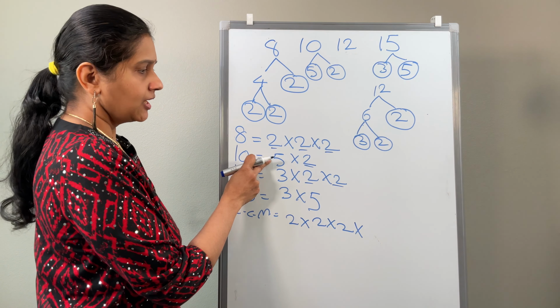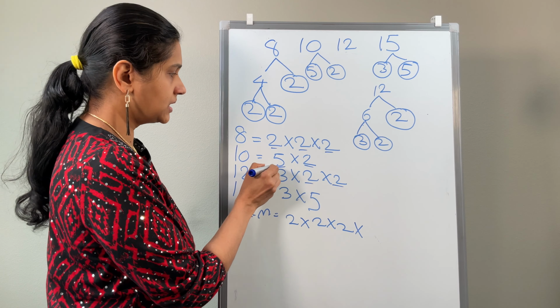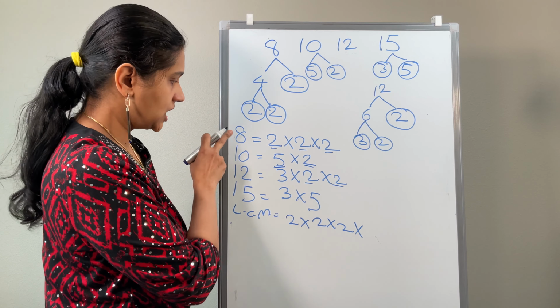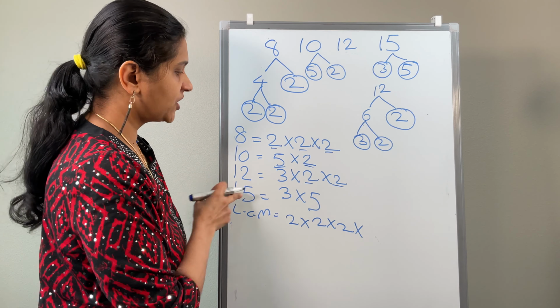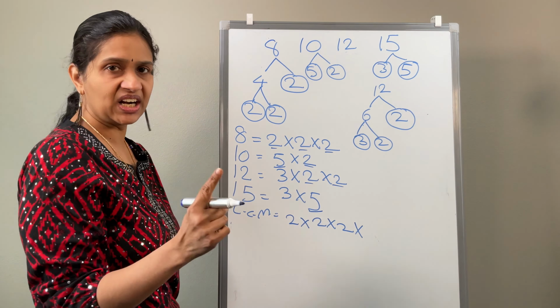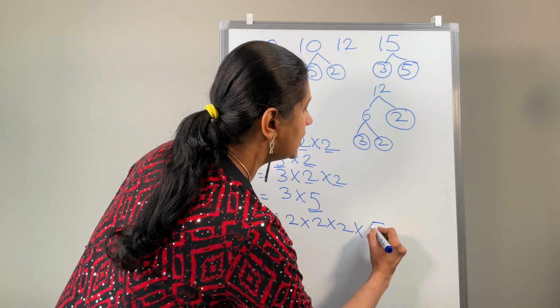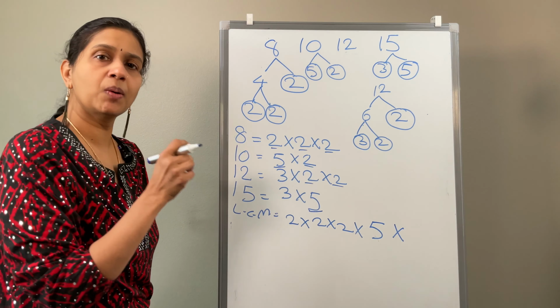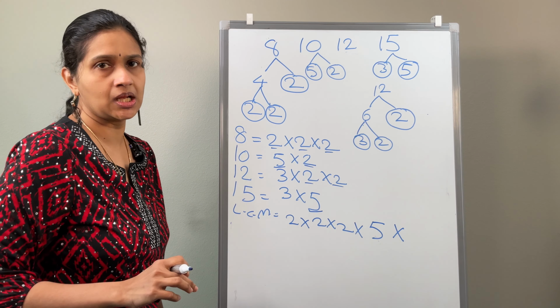You see 5. 5 is repeating once in 10. It is not available in 8. It is not available in 12. In 15 also it is there one time. So simply put it once because that is the maximum number of times it is repeating in a number.